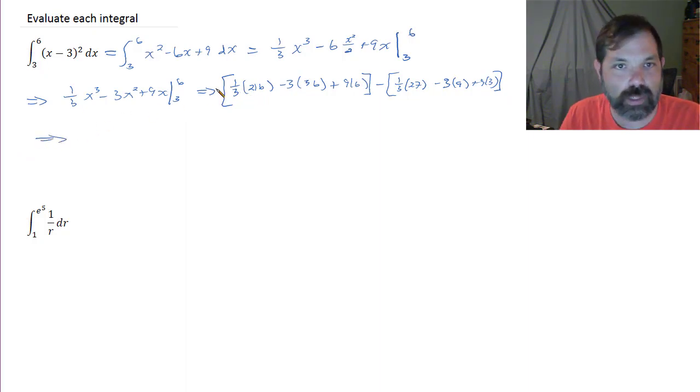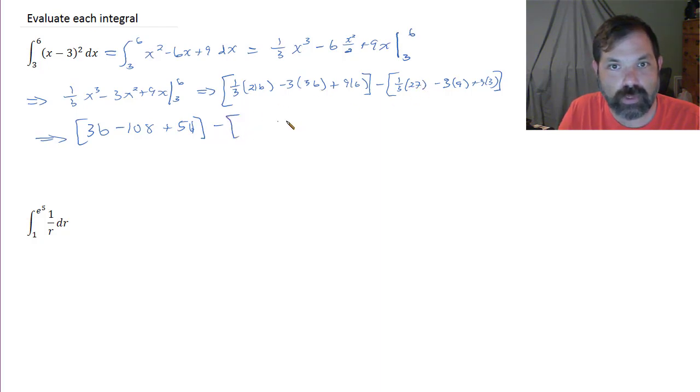1/3 of 216, so now let's bring out a calculator here, 216 divided by 3, that is 36. 36 minus 3 times 36, minus 108, plus 9 times 6 is 54. 1/3 of 27 is 9, minus 27, plus 27. So this all ends up being, let's see, 36 plus 54. So this all becomes negative 18 minus 9, and that's negative 27.